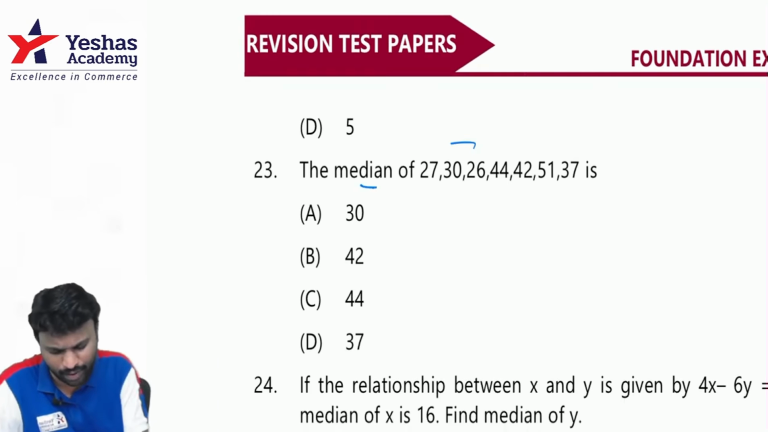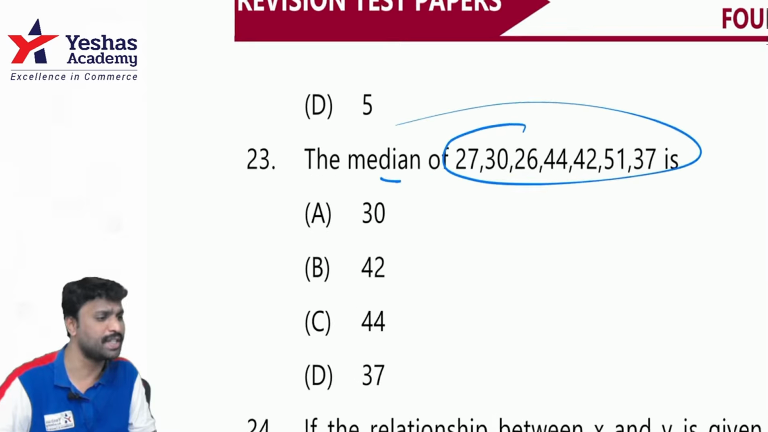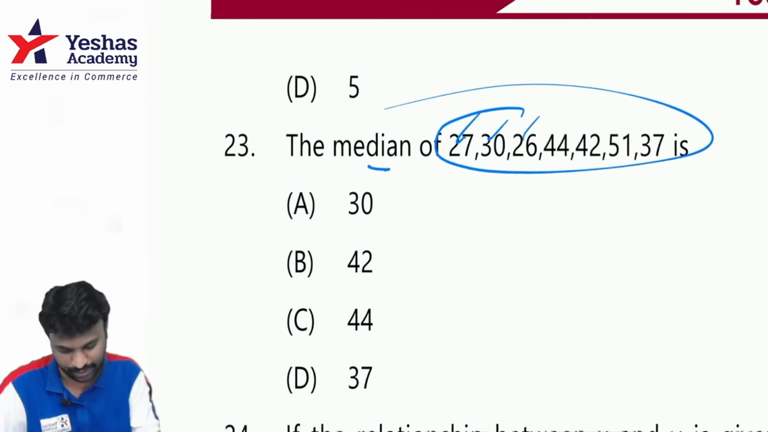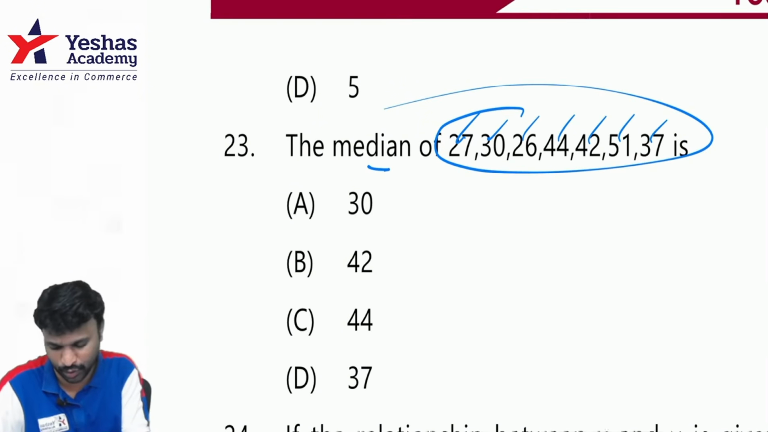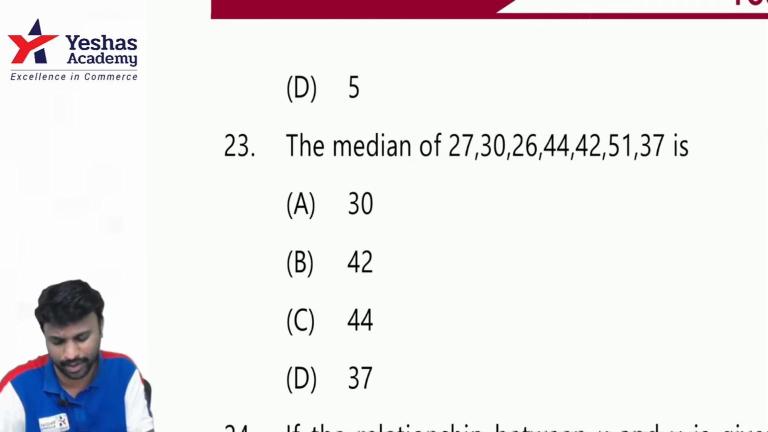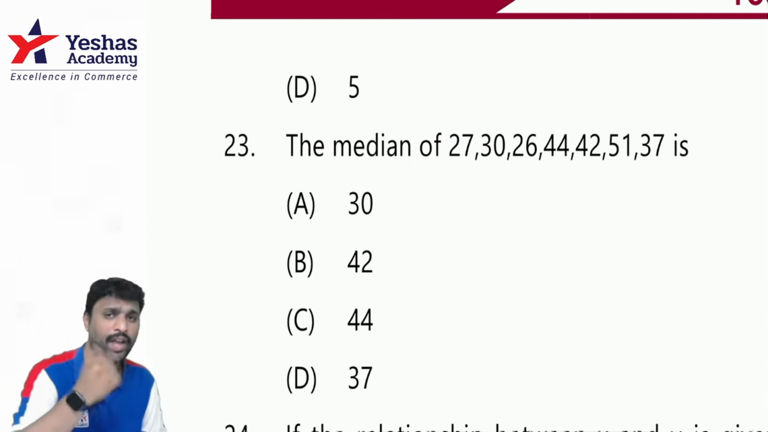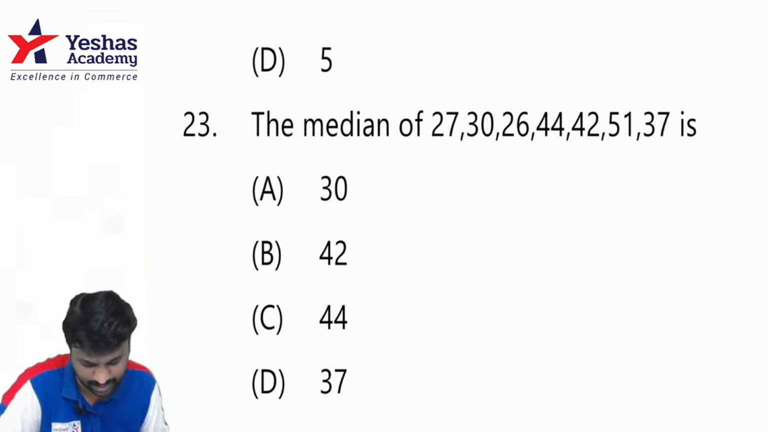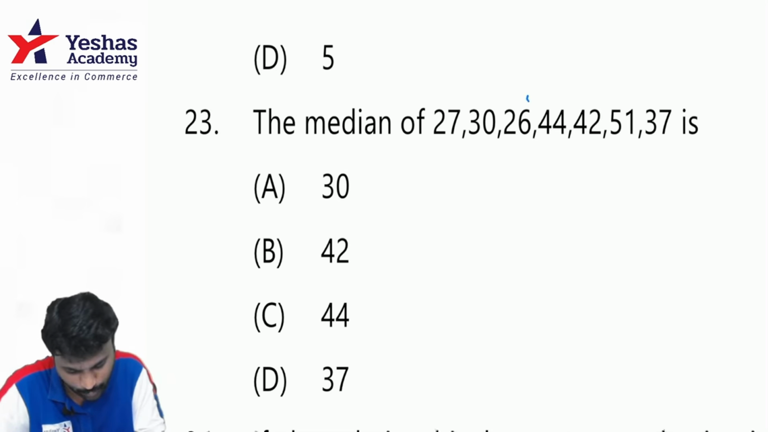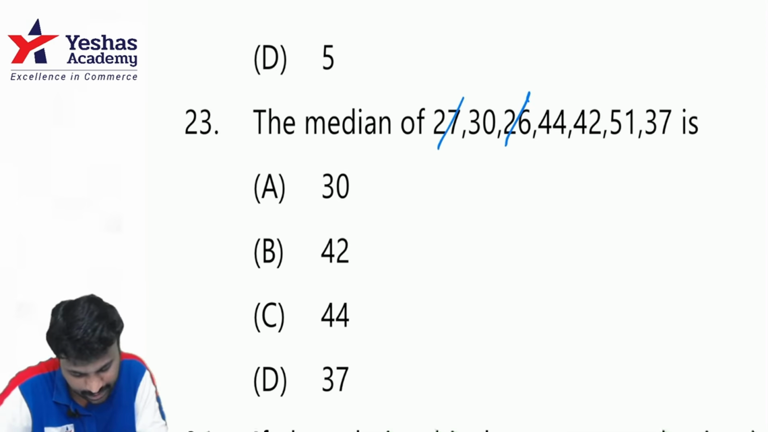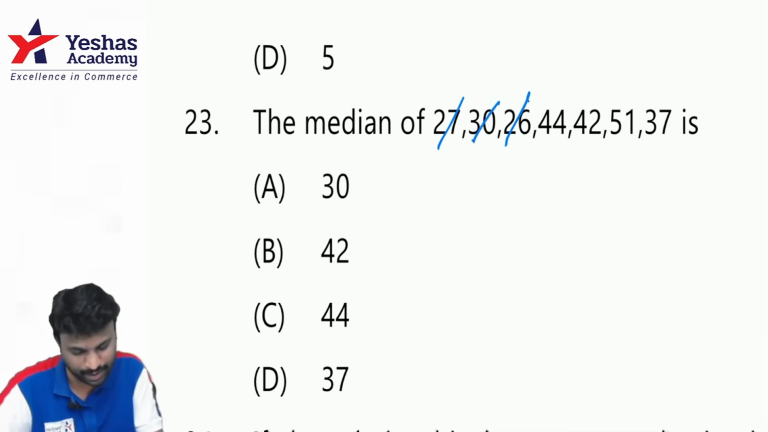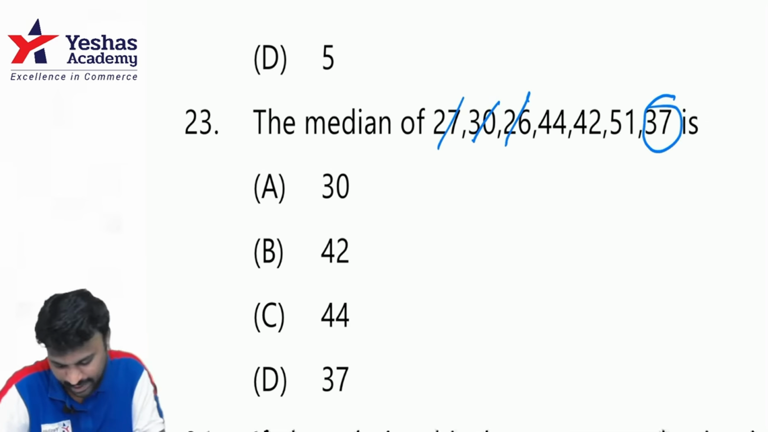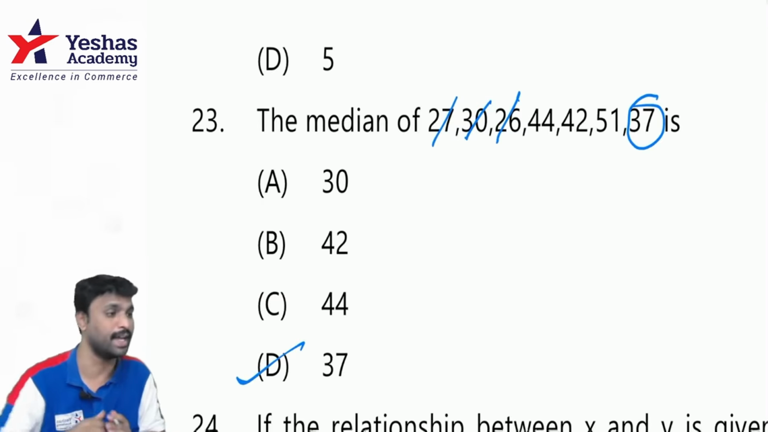Guys, the median of this data. So how many observations are there here? 1, 2, 3, 4, 5, 6, 7 observations. So the fourth observation in the ascending order will be the median. So cancel the first 3 observations. Guys, the least observation here is 26. Second observation is 27. Third observation is 30. And the fourth observation is 37. That means the median over here is 37.